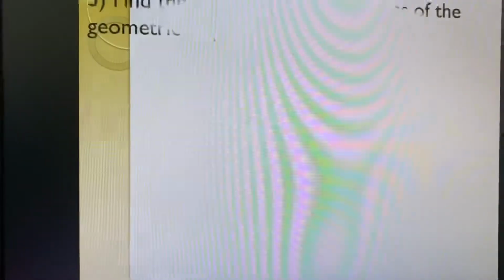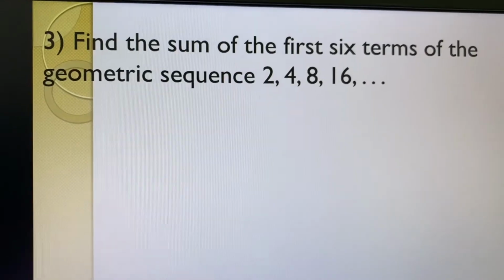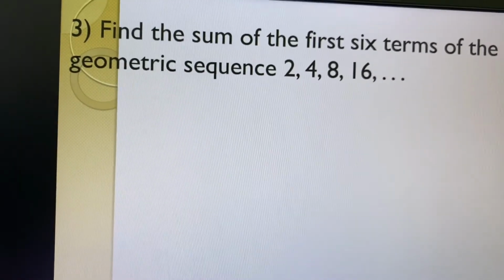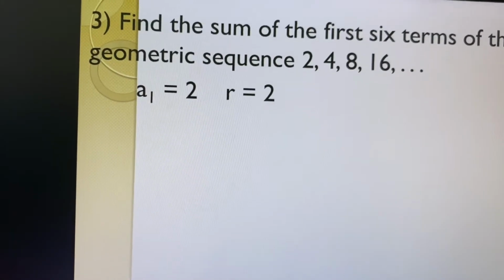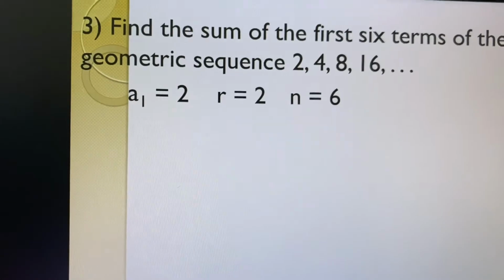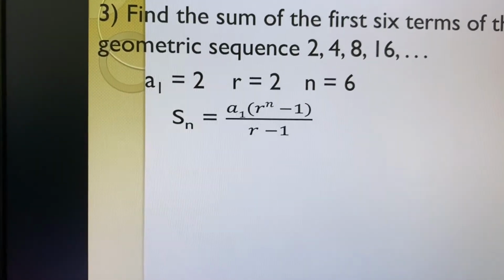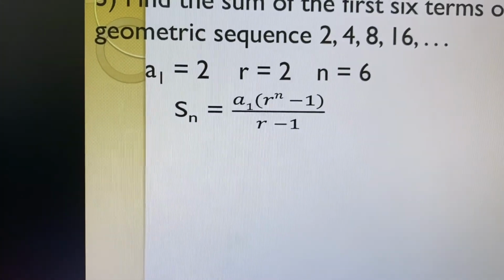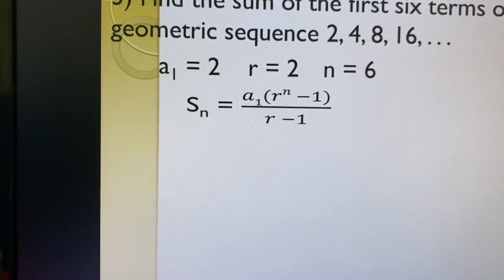Okay, next example. Find the sum of the first 6 terms of the geometric sequence 2, 4, 8, 16, ellipsis. So a sub 1 equals 2, r equals 2, n equals 6 because we are looking for the first 6 terms. Then the formula is S sub n equals a sub 1 times quantity r raised to n minus 1 all over r minus 1.